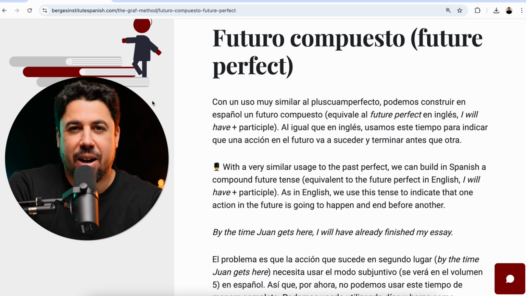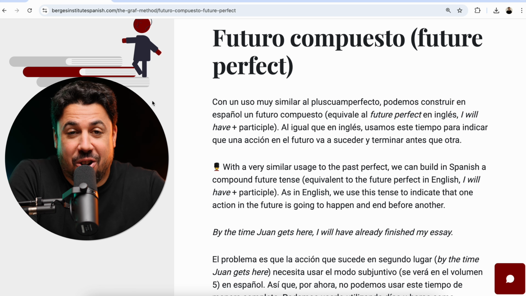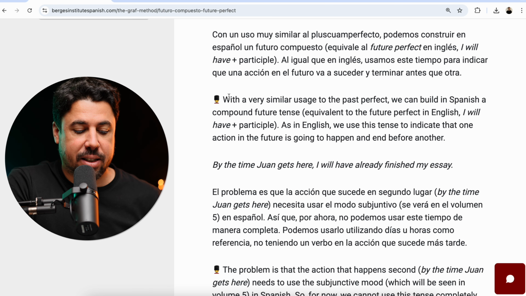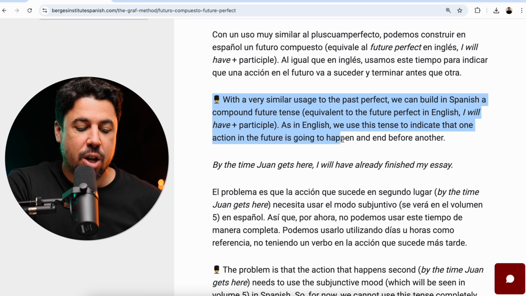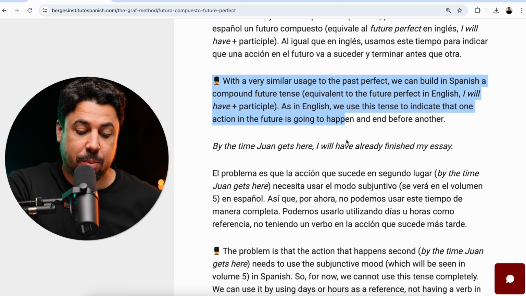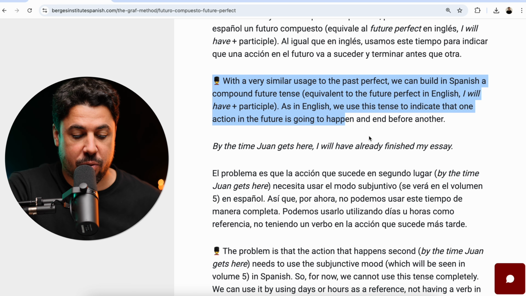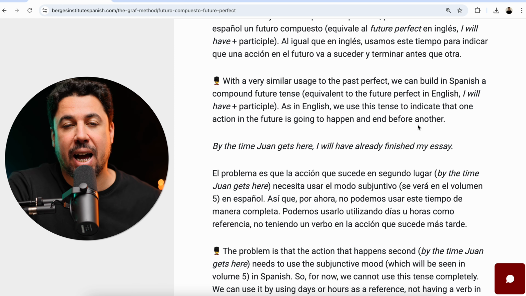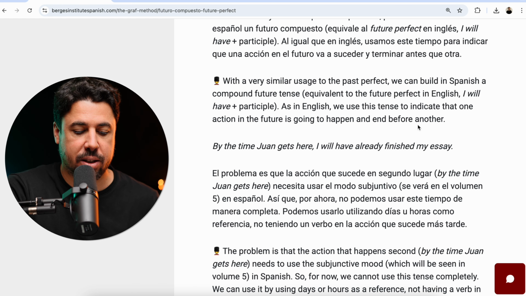So in English we have a future perfect. Do we have a future, like a compound future, an equivalent of the future perfect in Spanish? So we do, but there is a little problem. So it says, let me read the English part. So with a very similar usage to the past perfect, we can build in Spanish a compound future tense, equivalent to the future perfect in English. I will have driven, I will have done, etc.